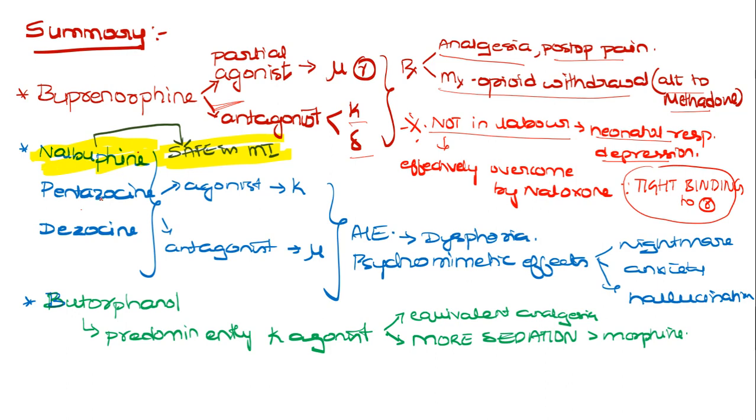So coming to nalbuphine, pentazocine, and dezocine, they are agonists at the kappa receptor and antagonists at the mu receptor, and all these drugs have common adverse effects like dysphoric side effects and psychomotor side effects, which are nightmares, anxiety, and hallucination. And among these, nalbuphine is safer in myocardial infarction because pentazocine as well as butorphanol will increase cardiac activity. Coming to butorphanol, which is predominantly a kappa agonist, it produces analgesia equivalent to that of morphine, and it produces more sedation than morphine. Thank you.